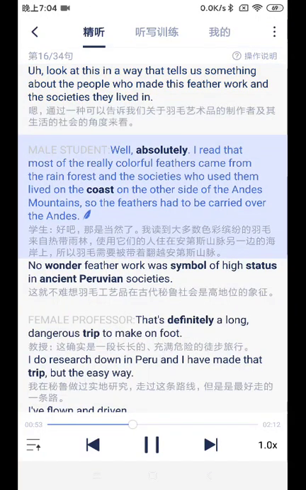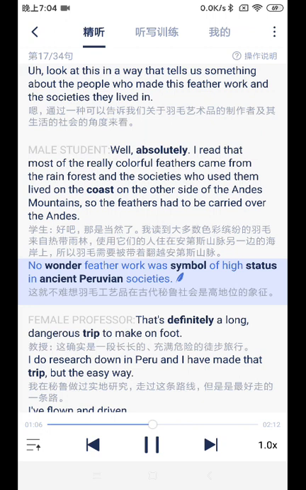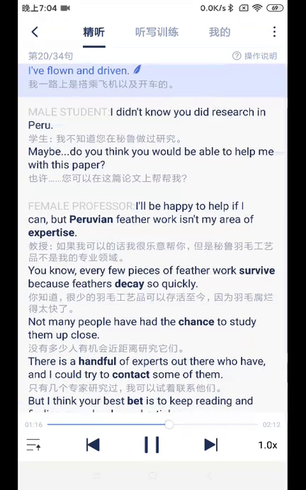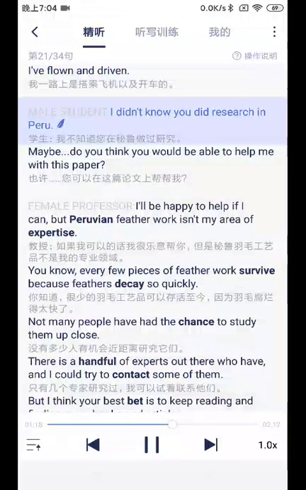I read that most of the really colorful feathers came from the rainforest, and the societies who used them lived on the coast on the other side of the Andes Mountains. So the feathers had to be carried over the Andes. No wonder featherwork was a symbol of high status in ancient Peruvian societies. Well, that's definitely a long, dangerous trip to make on foot. I do research down in Peru, and I've made that trip, but the easy way. I've flown and driven. I didn't know you did research in Peru.